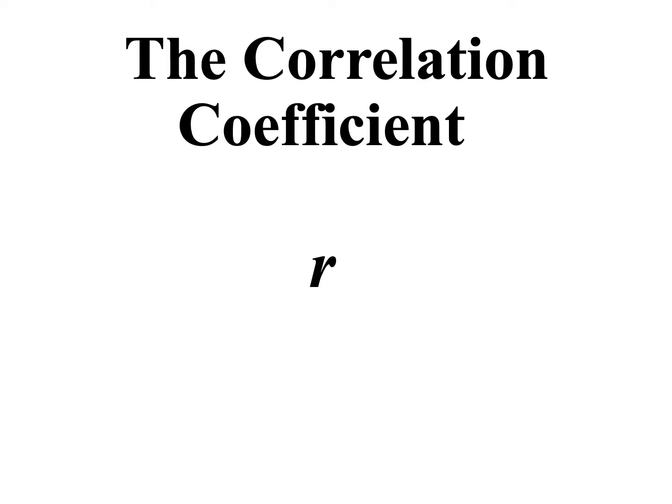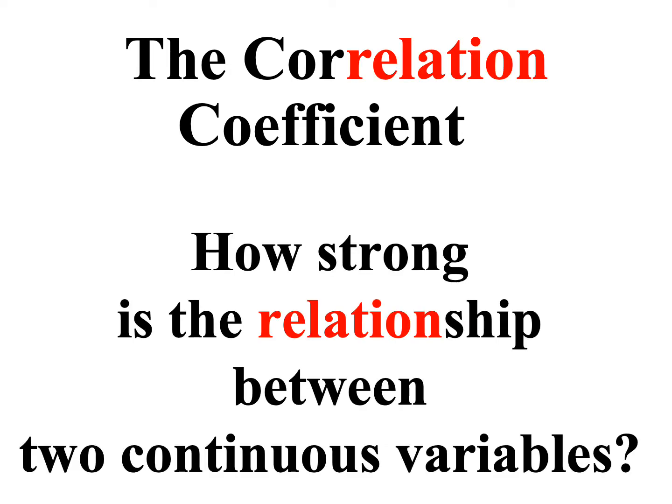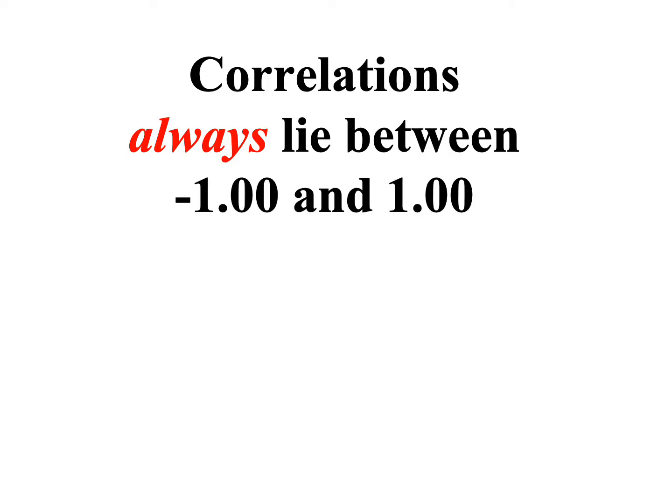We spent most of the last lecture talking about the correlation coefficient, which is known as R or Pearson's R. The correlation coefficient tells us how strong the relationship is between two continuous variables. Correlations always lie between negative 1 and 1. There is no such thing as a correlation of 2 or 3 or 500.